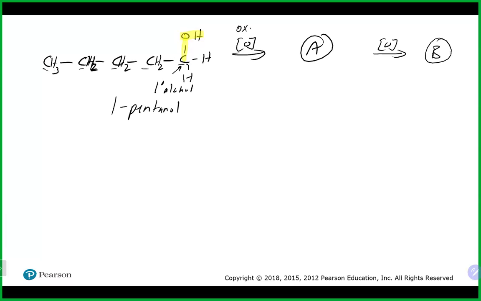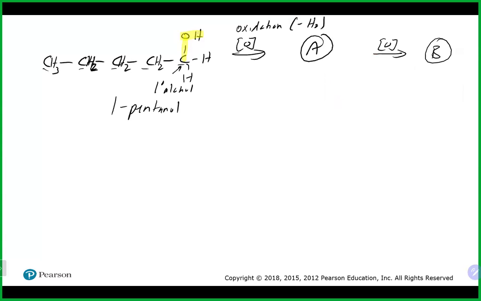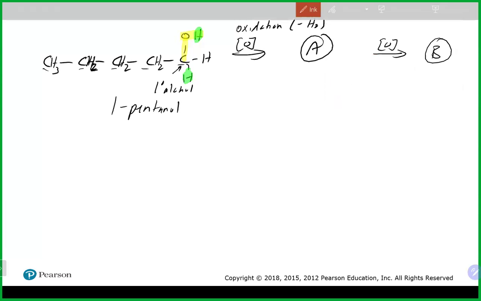And remember that when we take a primary alcohol through an oxidation, out goes two hydrogens. And again, our two hydrogens are always going to come from that functional group, one always from the oxygen and one from the hydrogen there. So those are the two I'm going to take out. And I'm just going to draw it below.